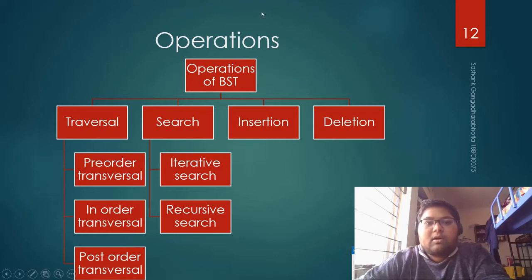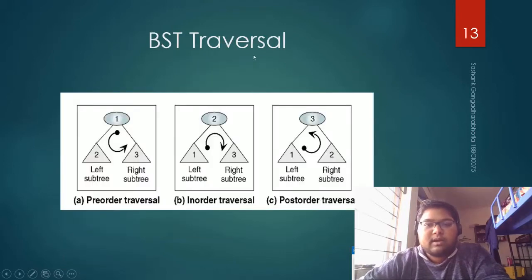So the operations in a binary search tree are traversal, search, insertion and deletion. In traversal there are three types: pre-order, in-order and post-order. Search is of two types: iterative search and recursive search. They both differ in the algorithm but both mean pretty much the same. Then insertion and deletion. Okay, so let's start with traversal.